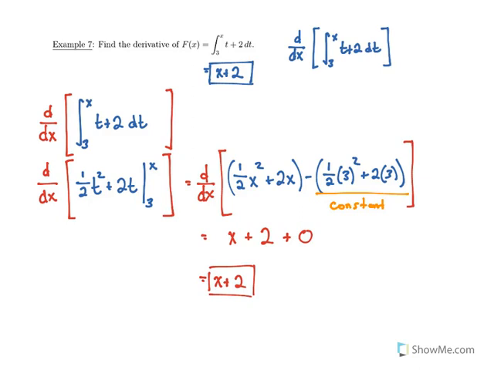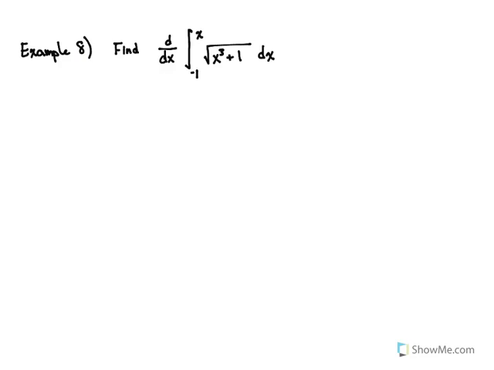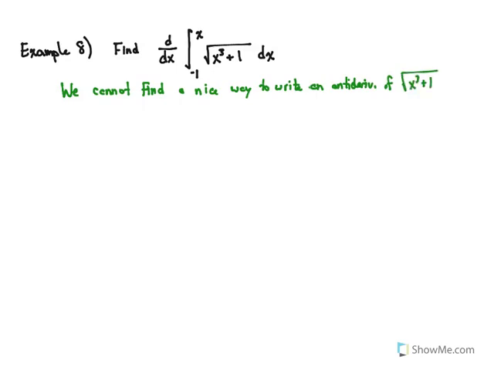Now we can go through that process if it's a nice function, but the next problem we're going to deal with is not that way. So we're going to do the same kind of thing. Find the derivative of the integral from -1 to x of x cubed plus 1 dx. In this case, we cannot find a nice way to write the antiderivative of the square root of x cubed plus 1. It's not because we don't have the tools for it yet. There actually really is no way to easily write that down as a function.